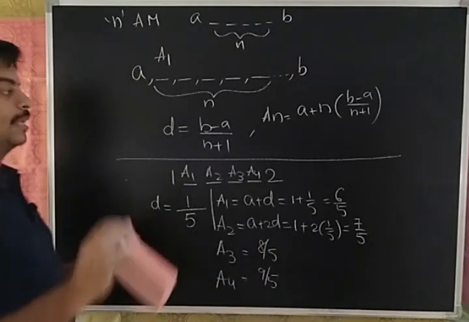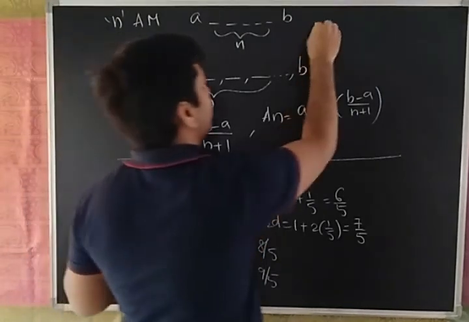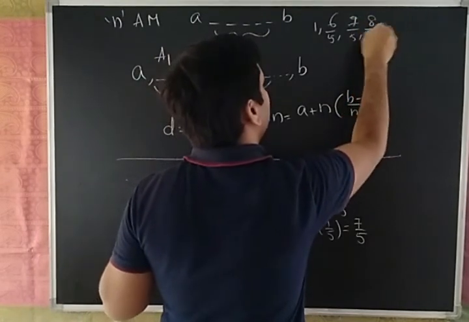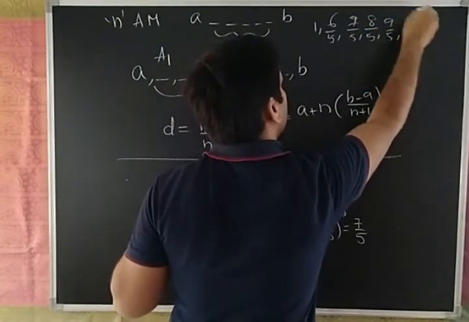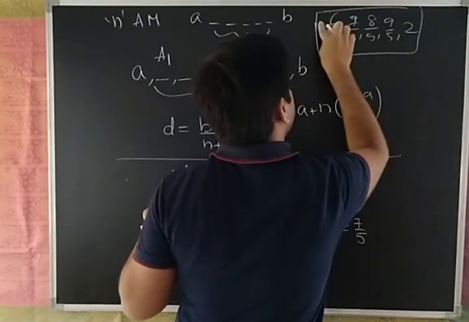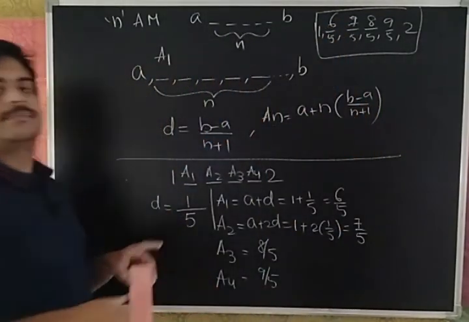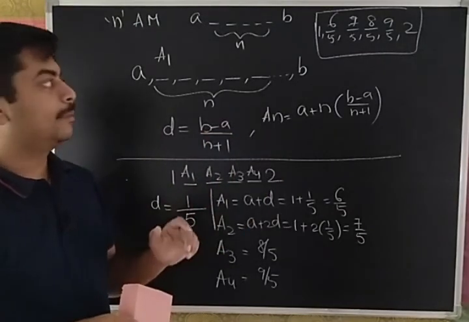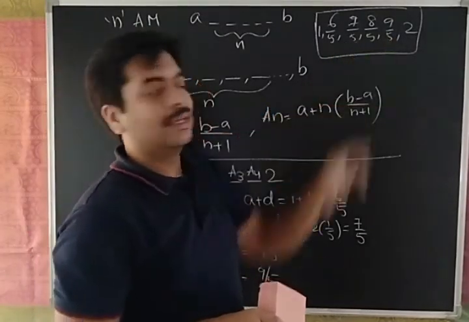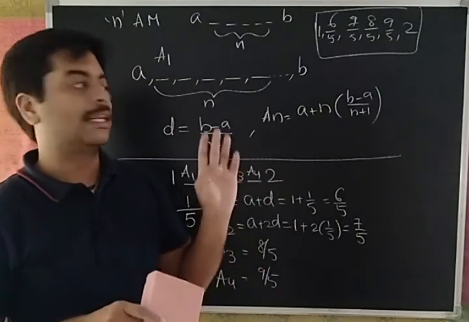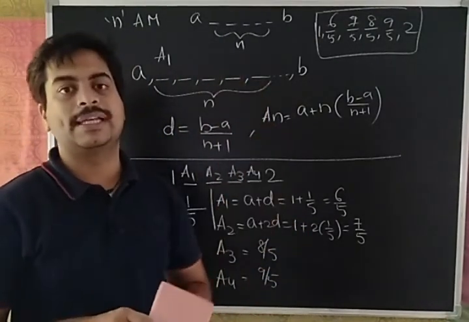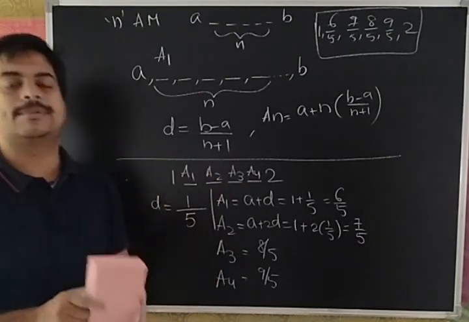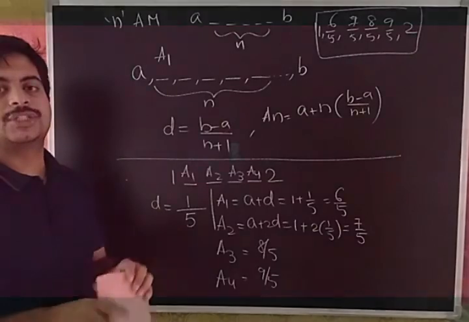So the final answer is 1, 6 by 5, 7 by 5, 8 by 5, 9 by 5 and the number 2. So all these 6 numbers will form an arithmetic progression. And these 4 are the n arithmetic means, the 4 arithmetic means inserted between 1 and 2. So I hope you understood the arithmetic mean concept. So with this, we'll stop this lecture.